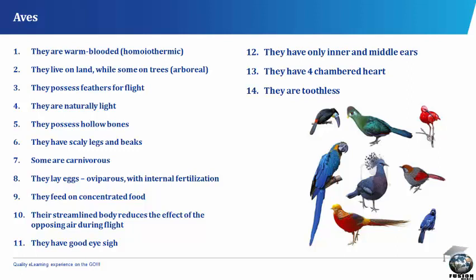They feed on concentrated food. Their streamlined body reduces the effect of the opposing air during flight. They have good eyesight. They have only inner and middle ears. They have 4-chambered heart. They are toothless.